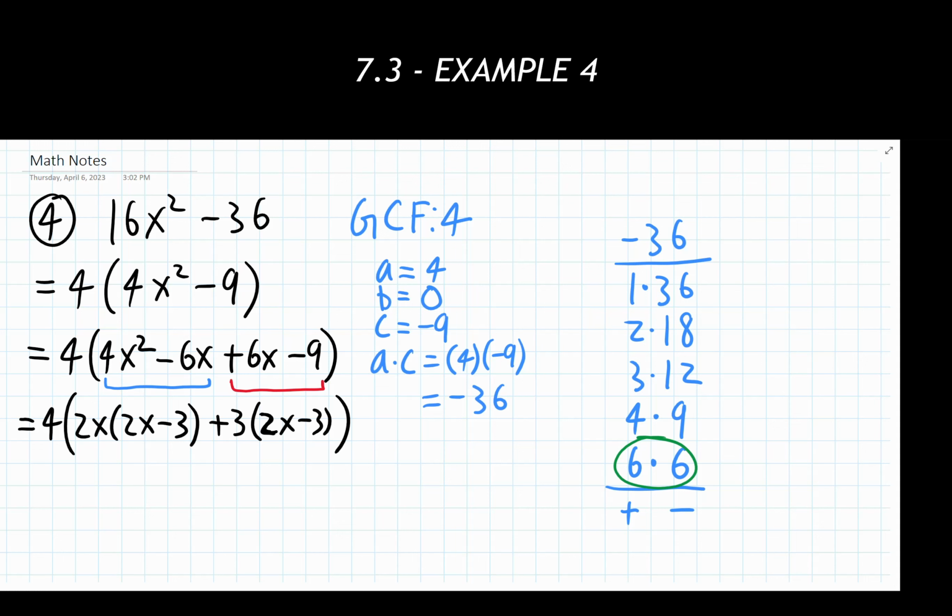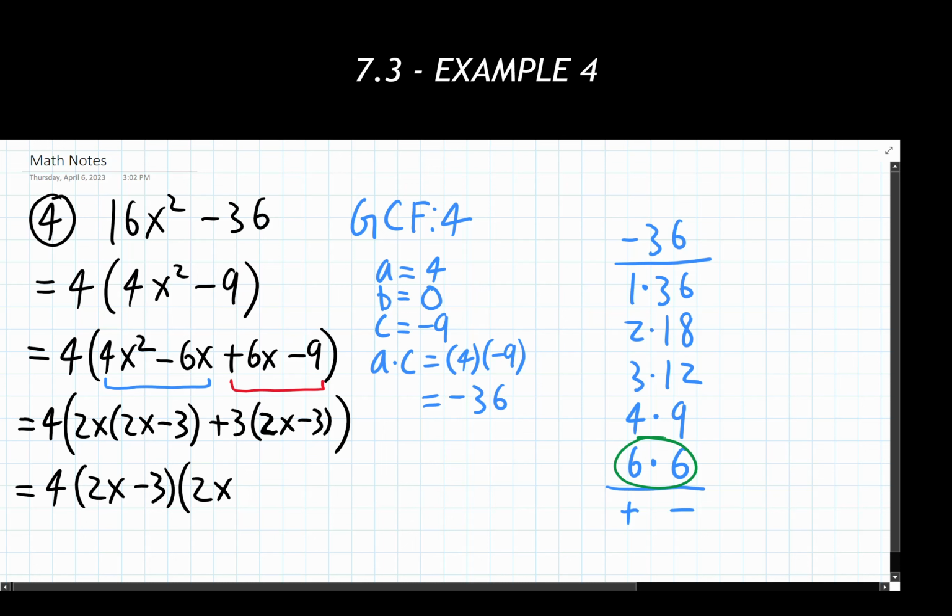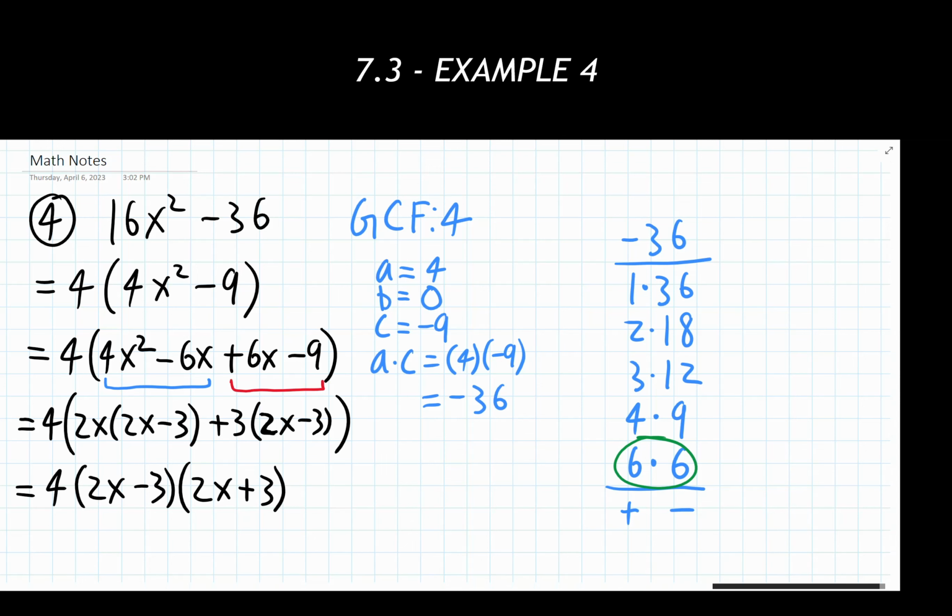Now again, doing one last step of factoring by grouping, I'm noticing that they both have a 2x minus 3 showing up there. I can factor that out. So I have 2x minus 3 factored out. What's left over? This 2x and this plus 3. Oops, a little bit of glitching showing up here. Plus 3. There we go. And I can't factor this any further. So I'm good to go. I have my final answer.